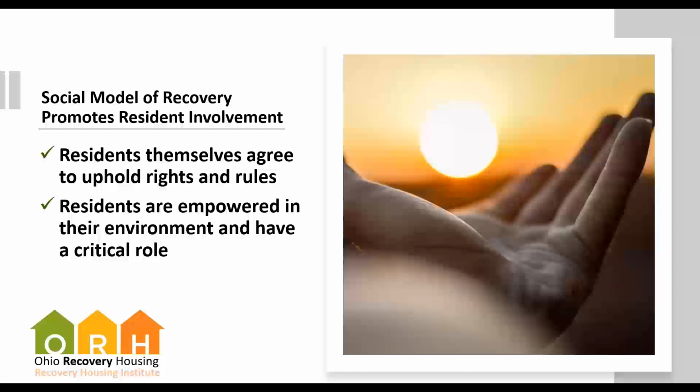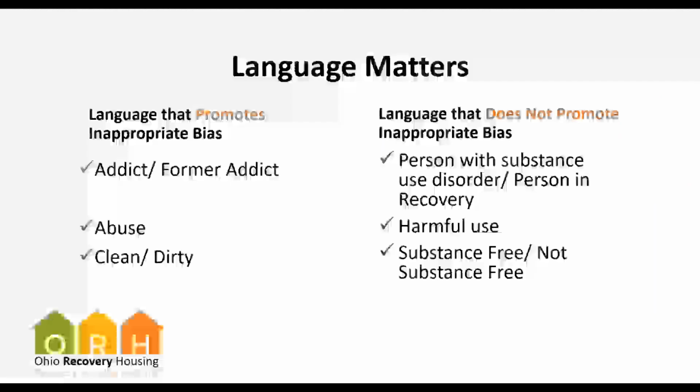And so through carefully monitoring the words we use, we can ensure that residents both understand the importance of our policies while also maintaining those essential elements of the social model. And so first, examining our language comes about promoting bias. Words like addict, former addict, or abuse, or even words like clean and dirty are very common words still in this space, and even residents themselves might use those words.